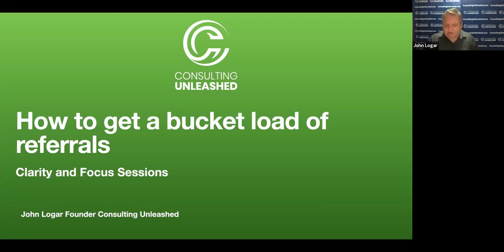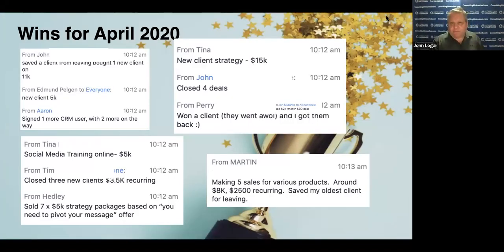Also want to share, this happened in April. These are my champions. We had a bit of a session the other day. By the way, this is only 1/3 because I couldn't fit everybody on the actual screen here. This is only 1/3 of the results that were generated through Consulting Champions in the month of April. So we had here, John got a new client and got a client on board for 11,000. Edmund got a 5K per month new client. Aaron, one more CRM user, 2 more people on the way. Tina sold a $15,000 strategy session. Can you imagine selling a 15 grand strategy session?